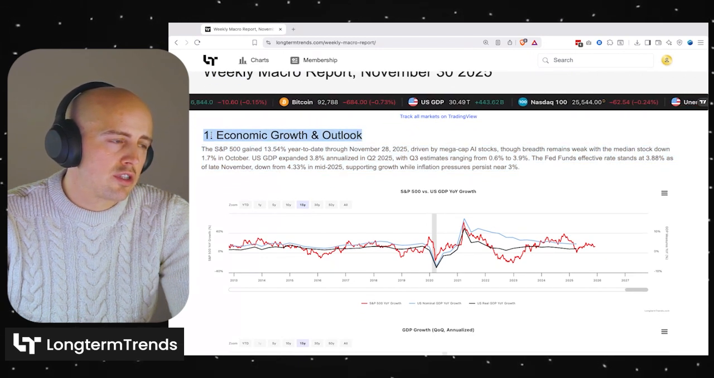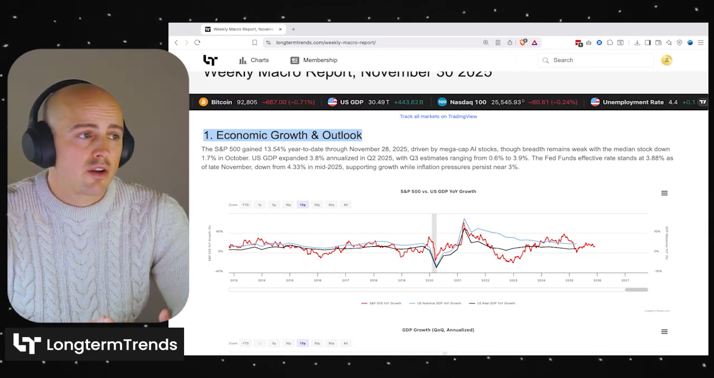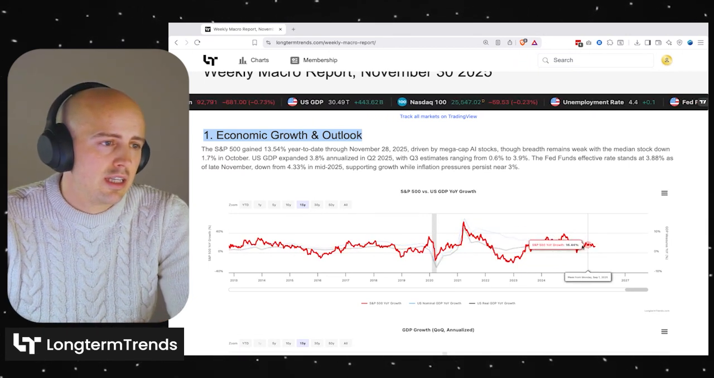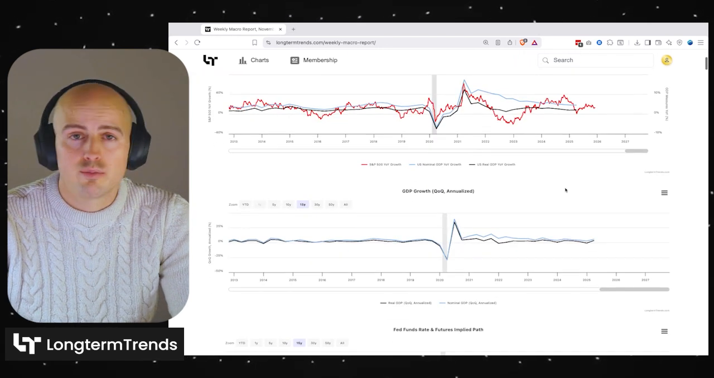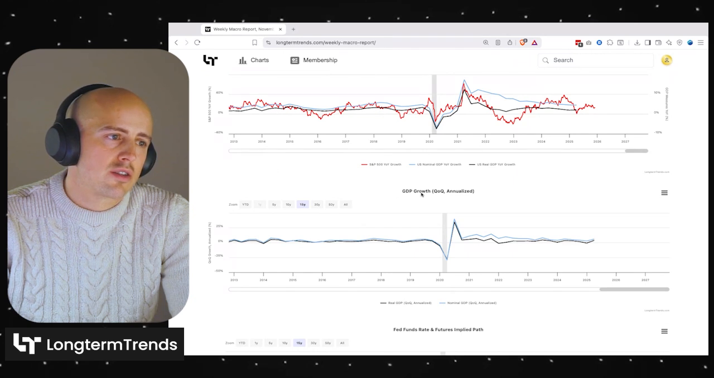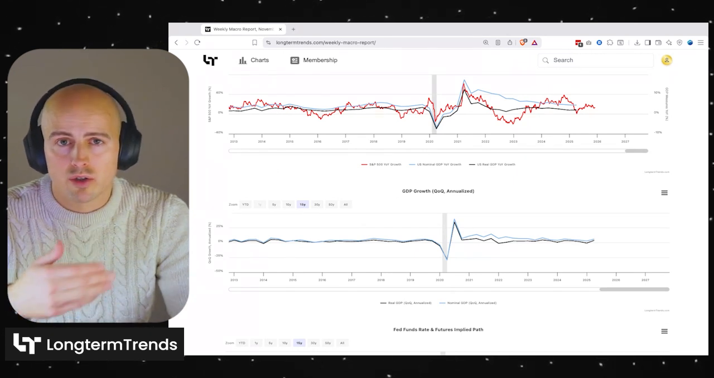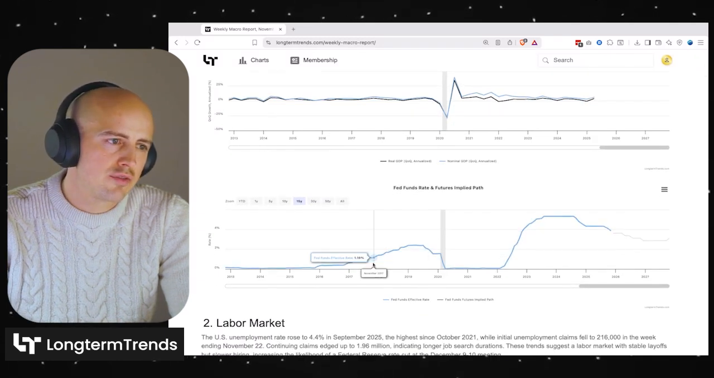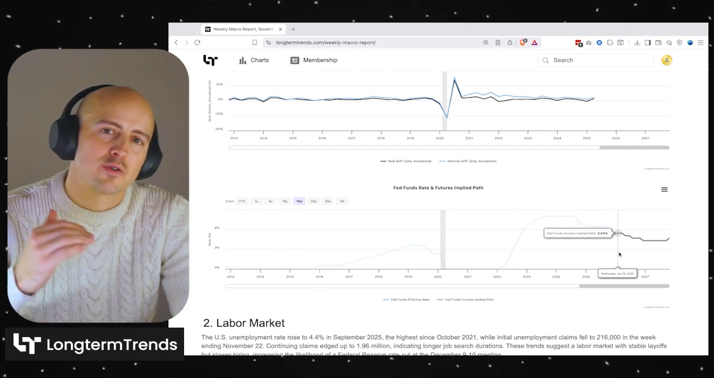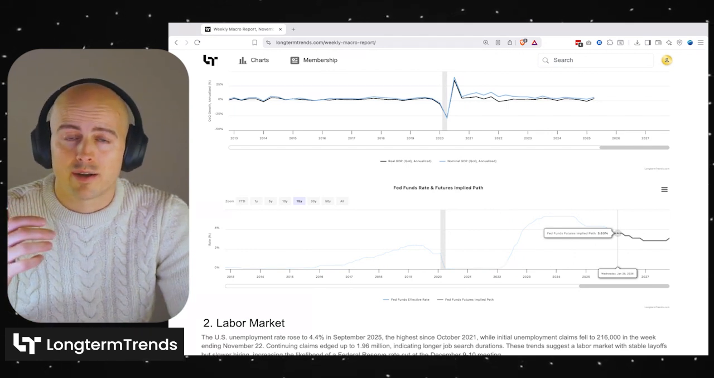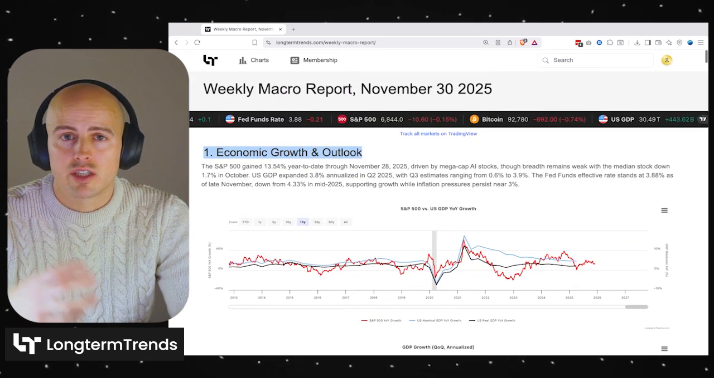So in this first section you'll see it's about economic growth and economic outlook. It's a comparison of the S&P 500 year-over-year growth and GDP growth. There's also GDP annualized, GDP quarter-over-quarter annualized, and finally the Fed funds rate, but also the Fed funds futures, what they imply for the Fed funds rate. So that's the first section. Those are the first three charts.